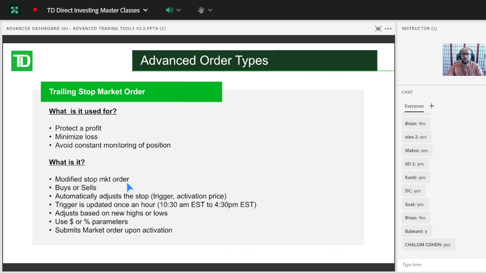Well, it's a modified stop market order. We just talked about a stop market order, and so I'll explain how it's a little bit different. This order can work either for buys or sells. Again, depending on whether you're long the position or short the stock, you can still use this order.